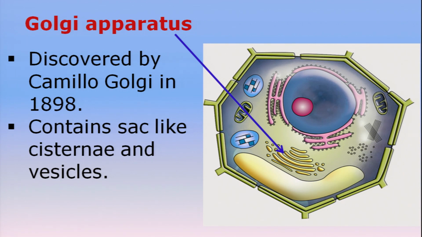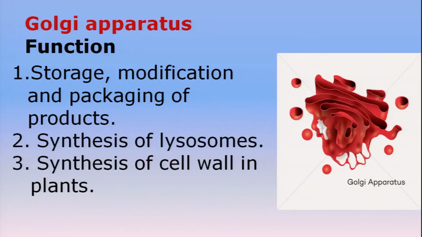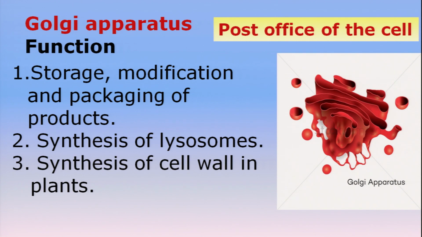Cisternae are usually 4 to 8 in number in a Golgi apparatus. But scientists have even noted a maximum of 60 cisternae in a Golgi apparatus. We will see the function of Golgi apparatus now. Golgi apparatus stores, modifies, packages products and transports them to definite destinations. That is why it is called the post office of the cell.